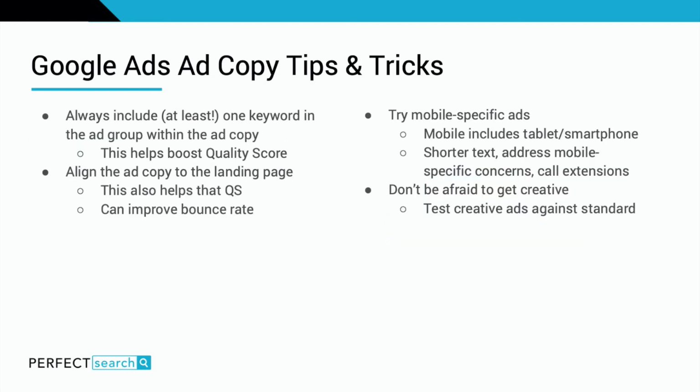So let's talk a few more tips and tricks for Google Ads. You want to include at least one keyword within the ad group of your ad copy. This will help boost your quality score. You'll also want to align the ad copy to the landing page. This can also help with your quality score and improve your bounce rate.